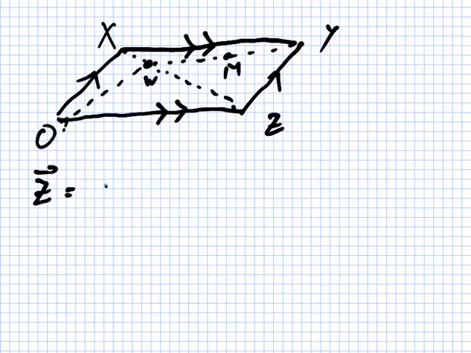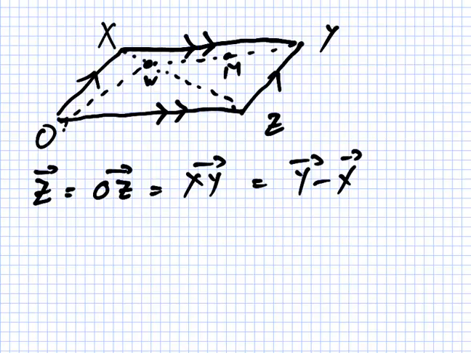So z is OZ, which equals XY, which equals y minus x. So that's the first part. Next, we want w.